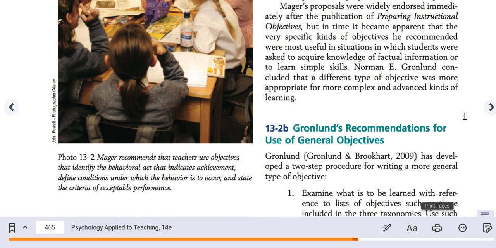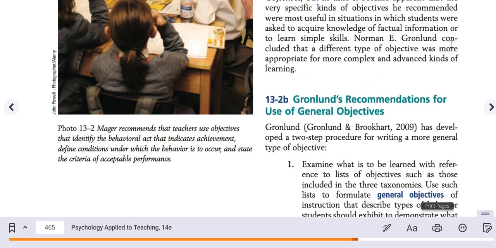Mager's proposals were widely endorsed immediately after the publication of Preparing Instructional Objectives, but in time it became apparent that the very specific kinds of objectives he recommended were most useful in situations in which students were asked to acquire knowledge of factual information or to learn simple skills. Gronlund concluded that a different type of objective was more appropriate for more complex and advanced kinds of learning. Gronlund's recommendations for use of general objectives.